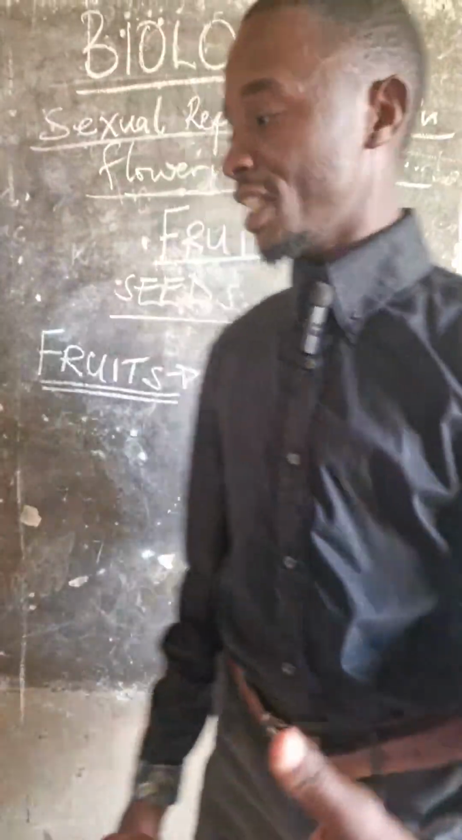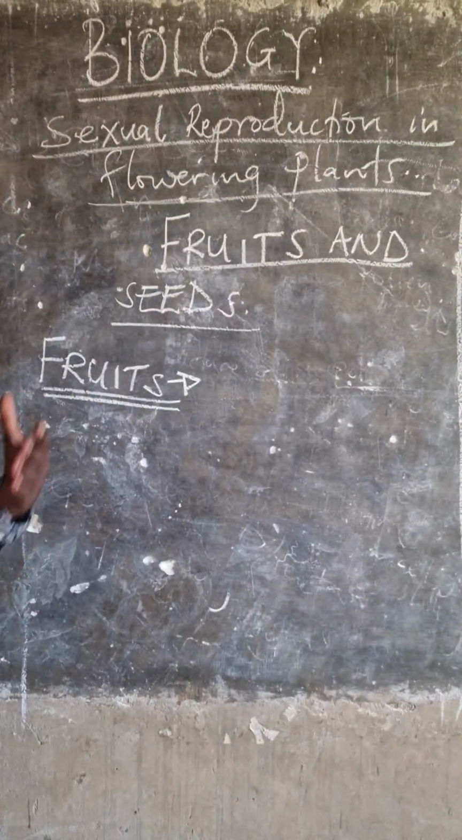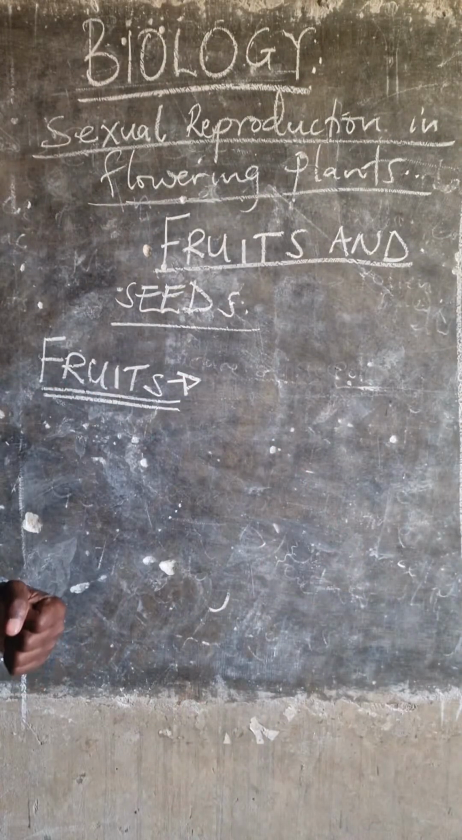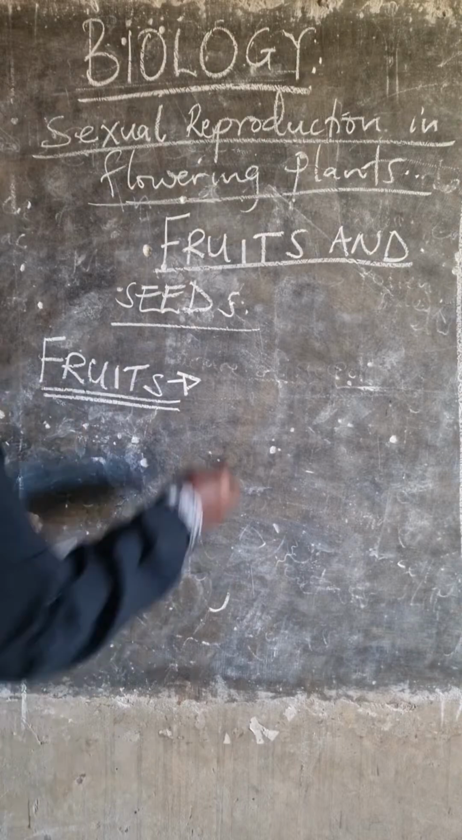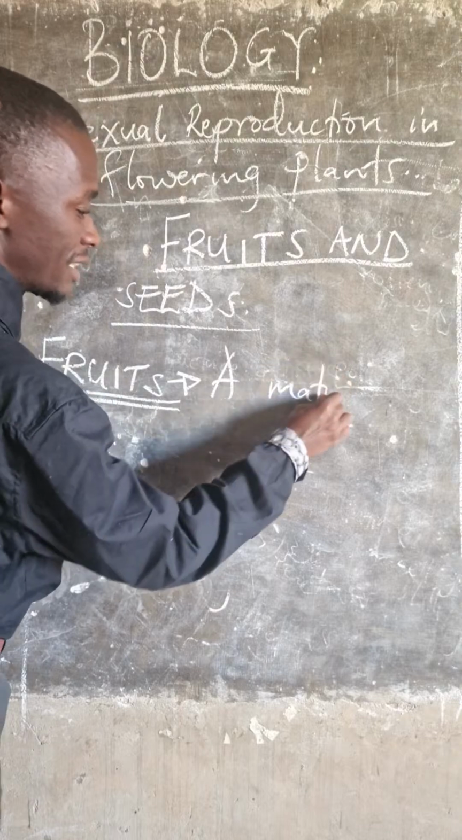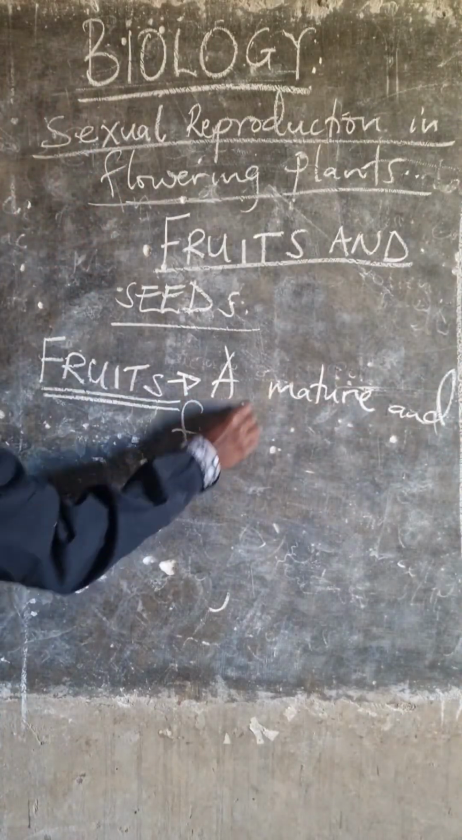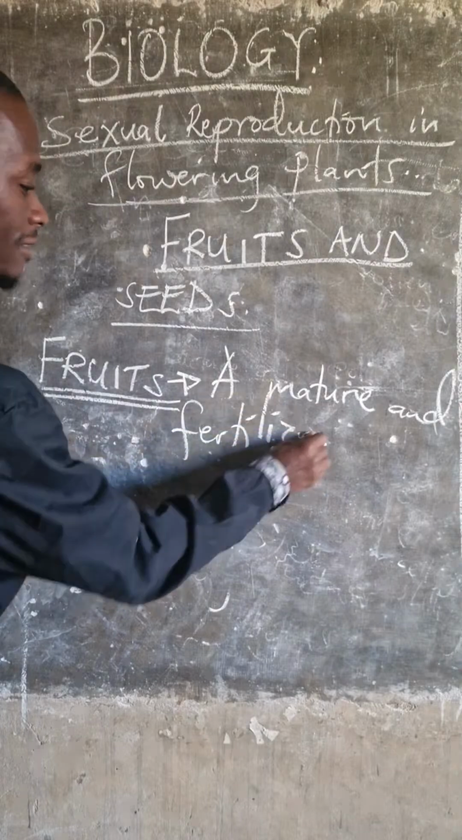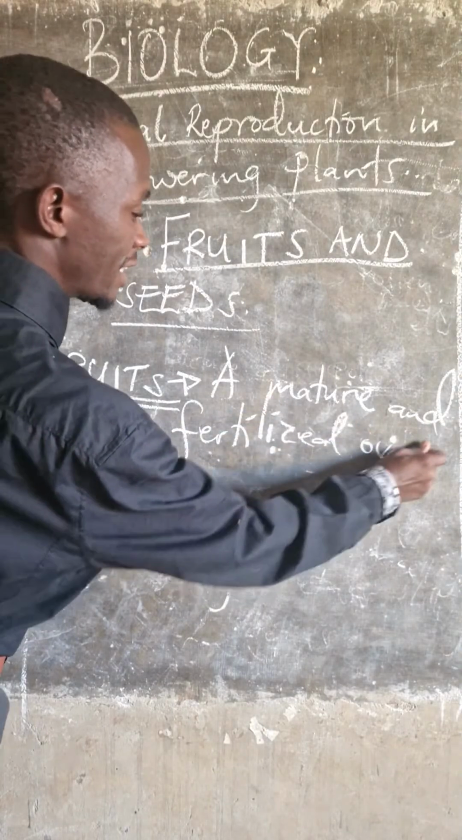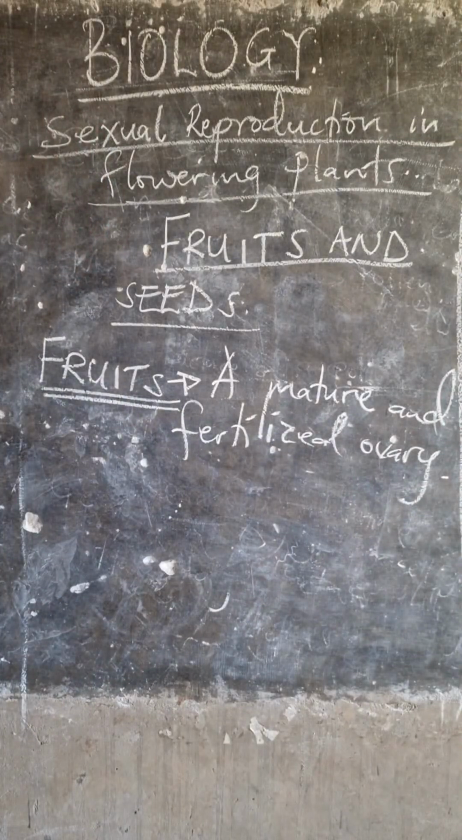A fruit is simply a mature and fertilized ovary. So we are going to find that a fruit is simply a mature and fertilized ovary. It's what we are looking at.